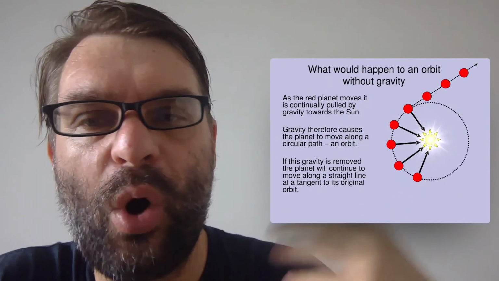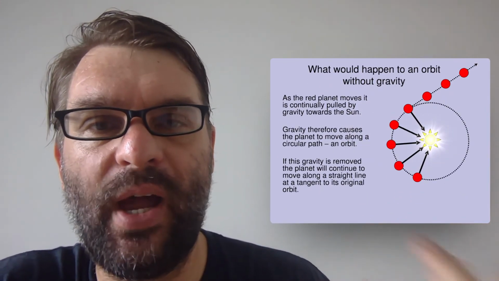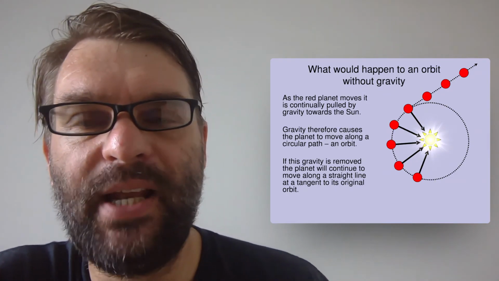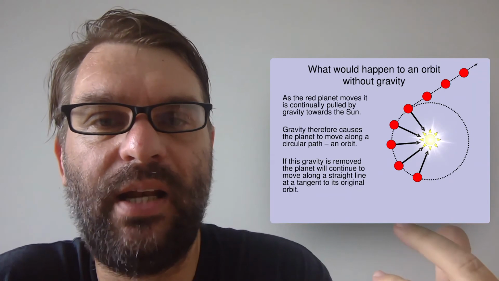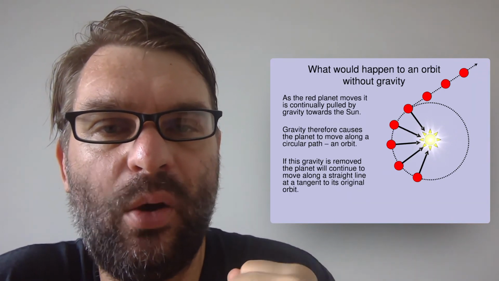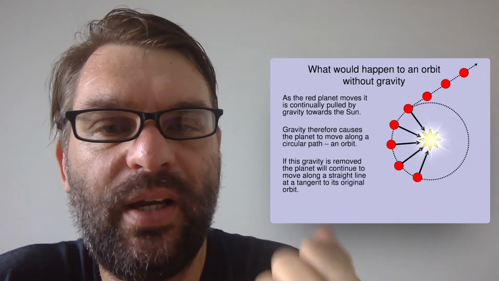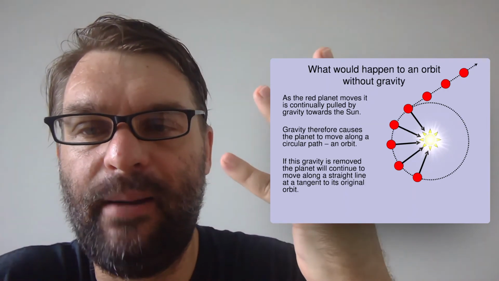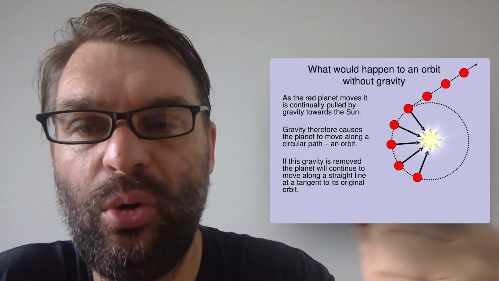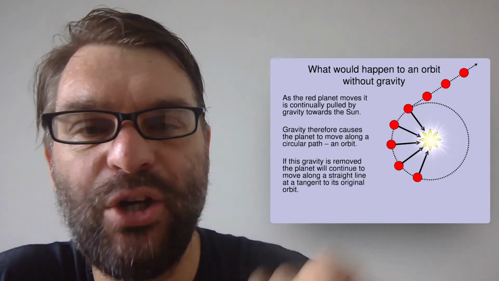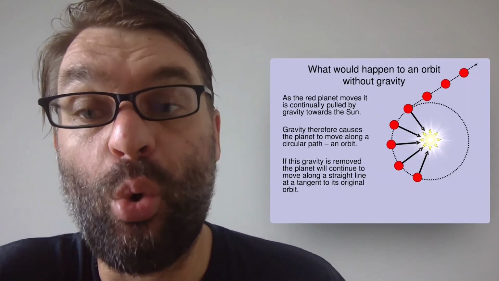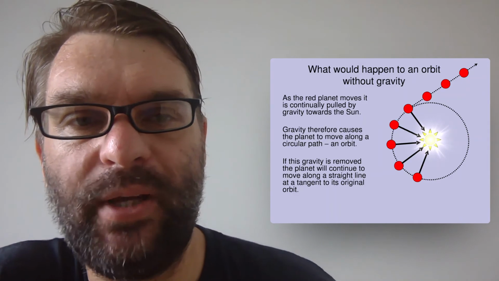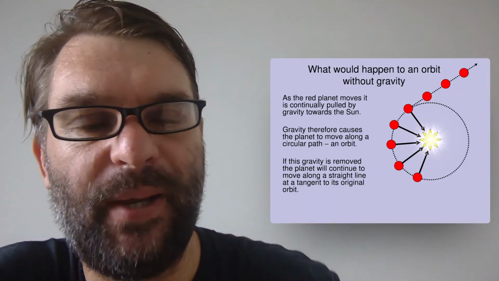And then what would happen if there was no gravity to our orbit? Well, here's a planet, that little red dot, say it's the Earth, and if the Sun suddenly disappeared, then the planet would continue to move out on a tangent at right angles to the original orbit that it was taking. Okay, and race off into space.